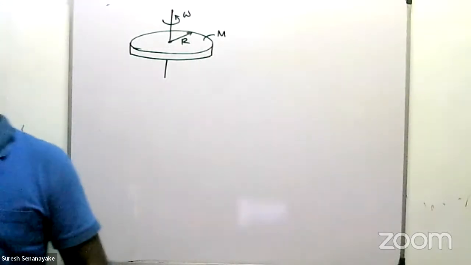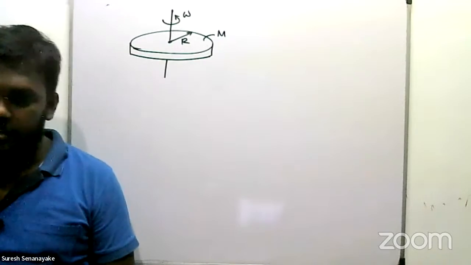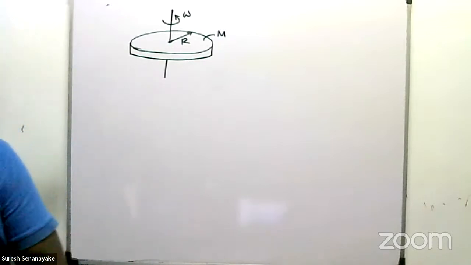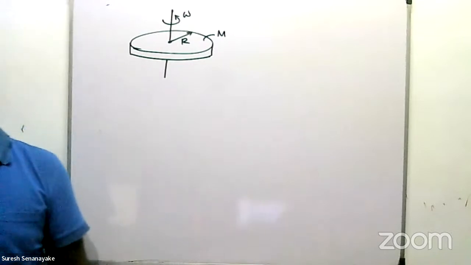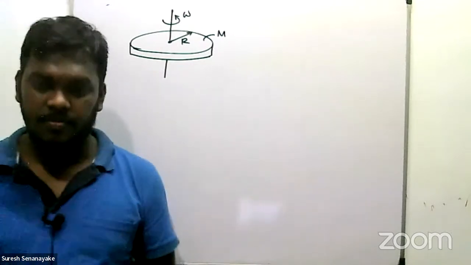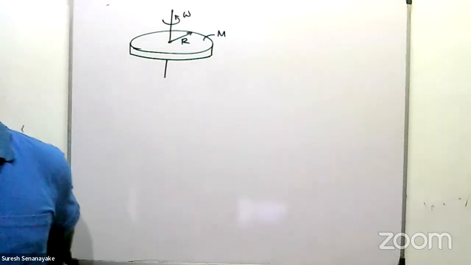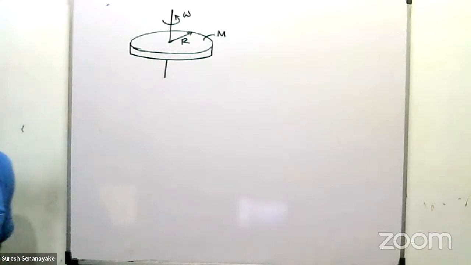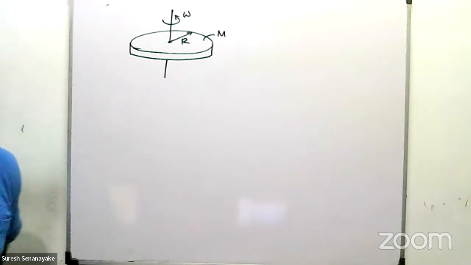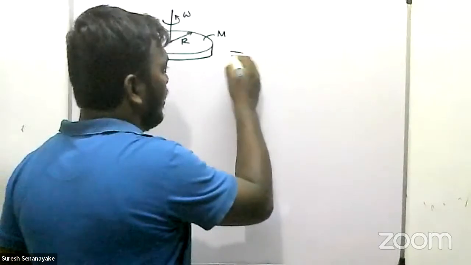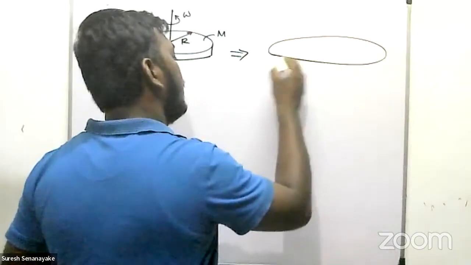Okay, then write: a small object of mass small m falls gently on the edge of the disk and sticks to it. Find the angular velocity of the disk.